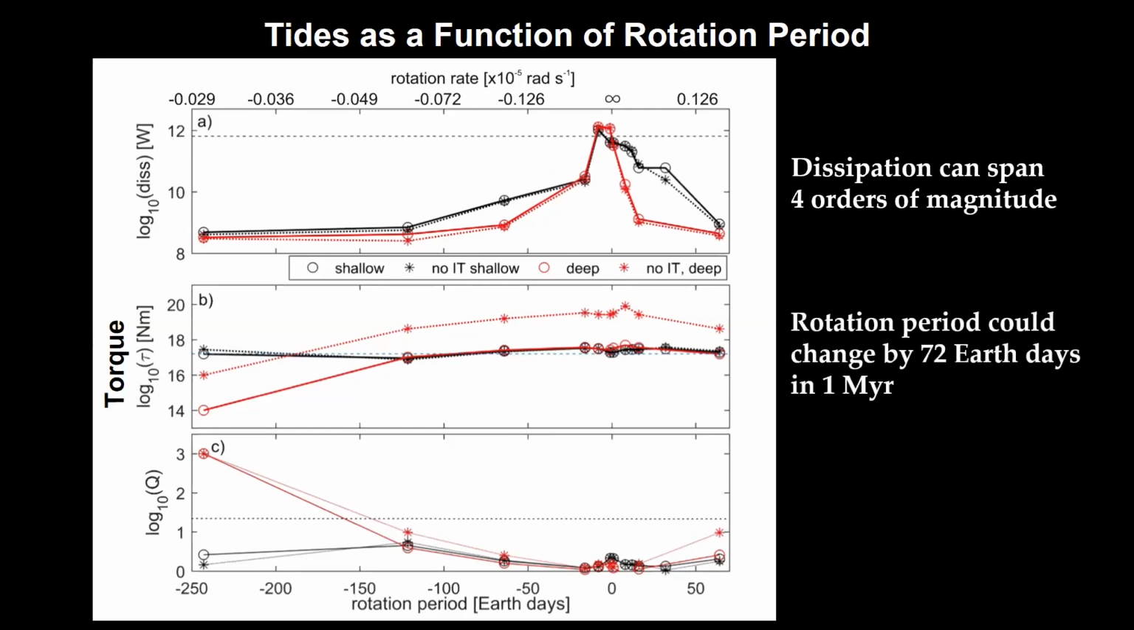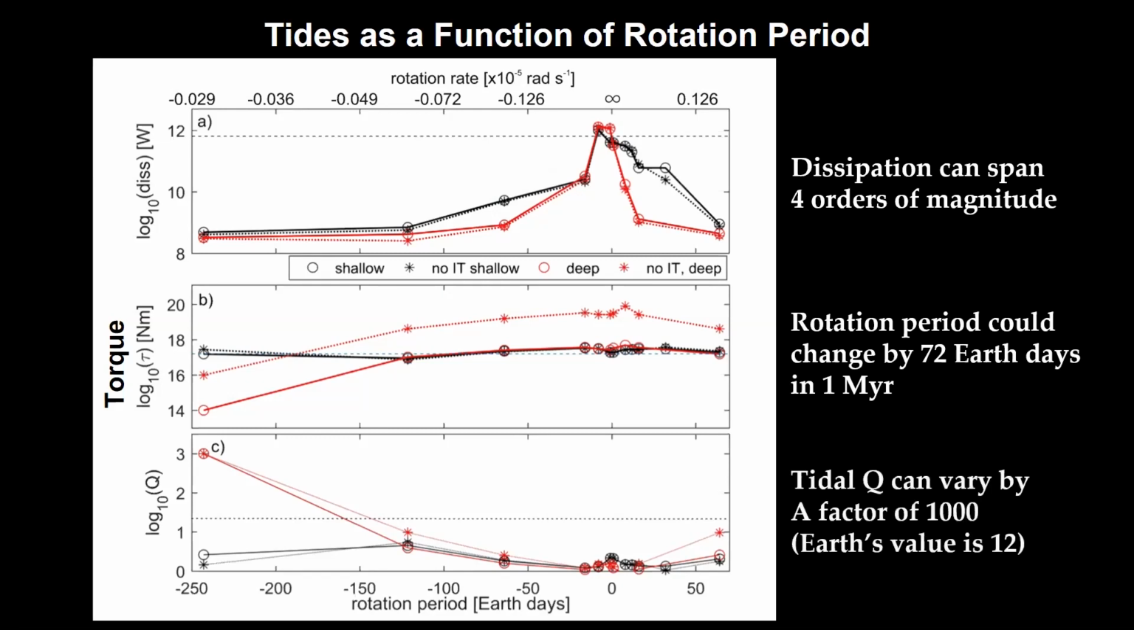The tidal torque also spans a big range. The most intense case we found was where Venus would despin by 72 Earth days in a megayear. That's instantaneous though, so as it spins down, that changes. But nonetheless, you could induce a huge torque in certain cases that we tried.